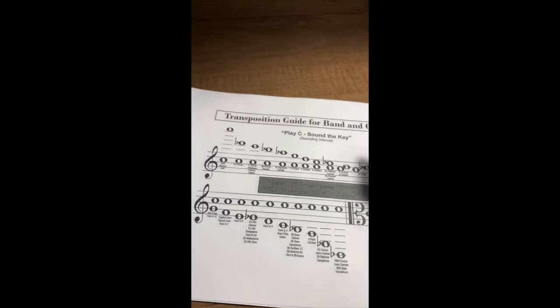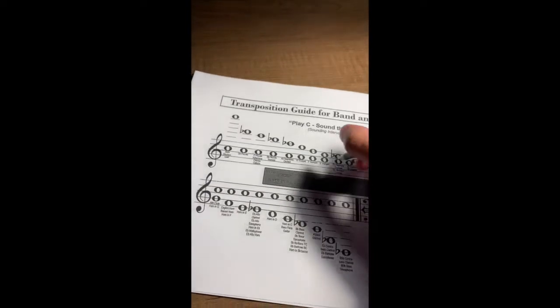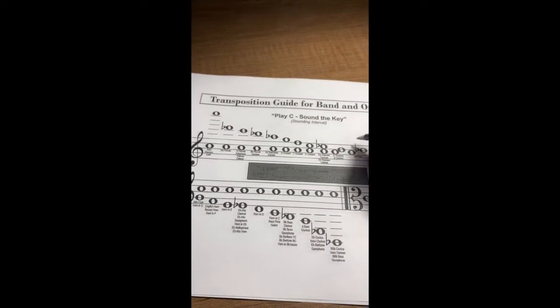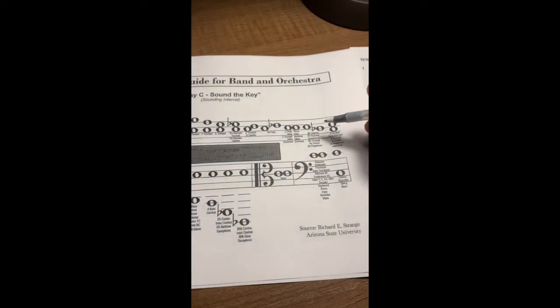We see that every written pitch C for every instrument is written in the middle line here. Then we see the sounding pitches that come either above or below these notes.